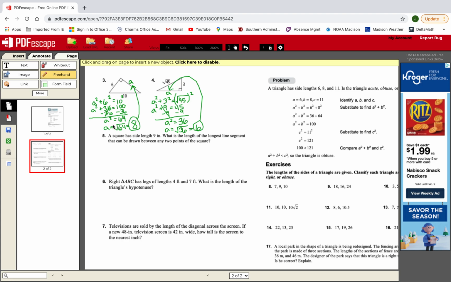Okay, so let's see what it says here on 5. A square has a side length that is 9. What is the length of the longest line segment that can be drawn between any 2 points of the square?